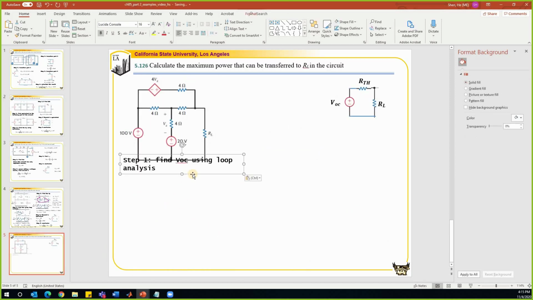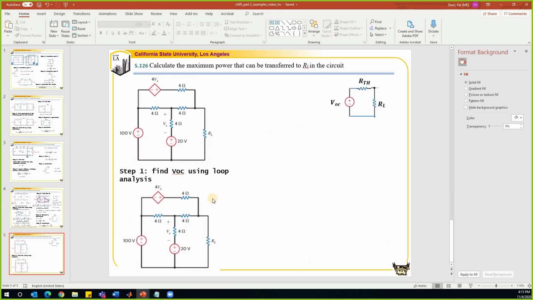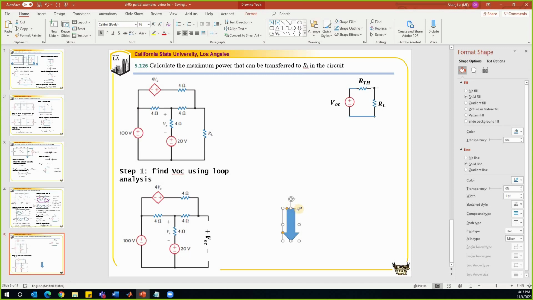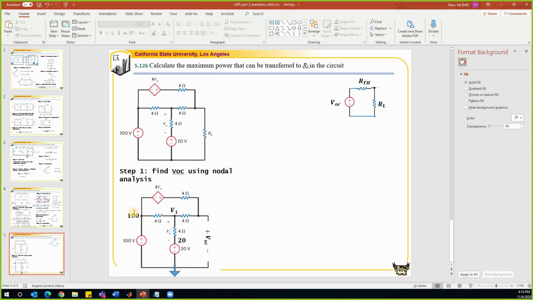So first step, I'm going to find VOC. VOC is found for this circuit without this resistor RL. In this problem, I might consider using nodal analysis. So if I use nodal analysis, let's say I select this node as the reference node. Let's call this node V1. This node has a nodal voltage of 100. And this node has a nodal voltage of 20. And since this is 100, I know the nodal voltage here is 100 plus 4Vx.